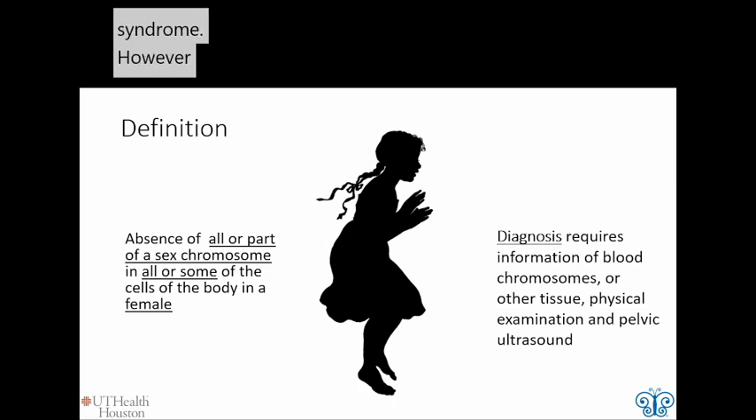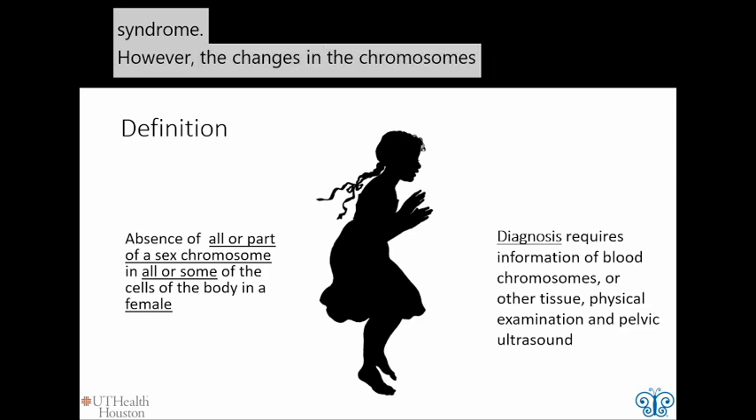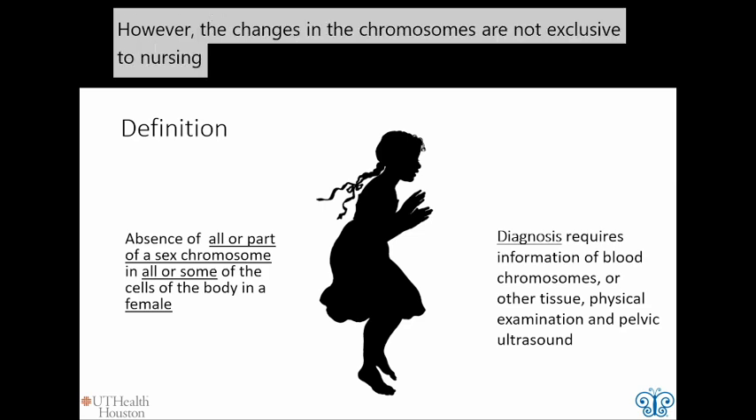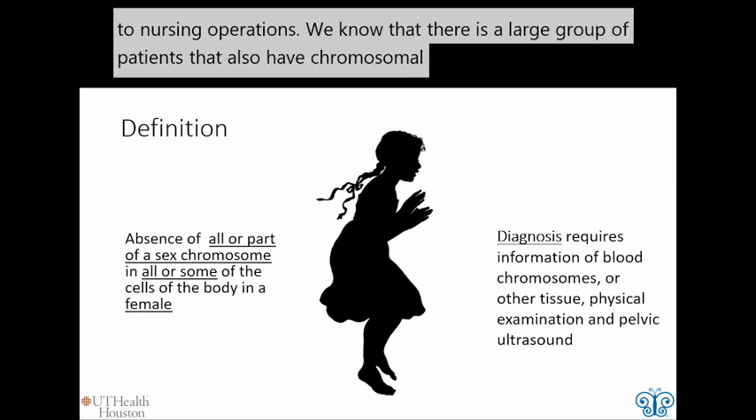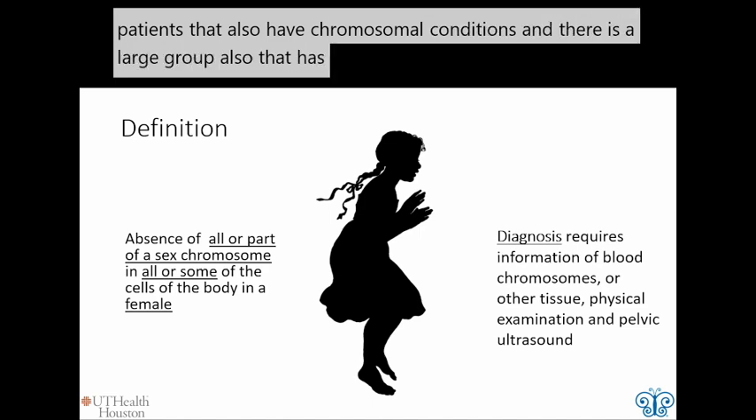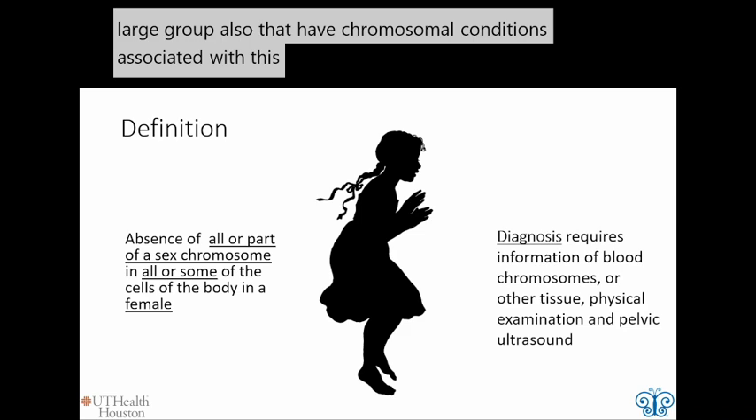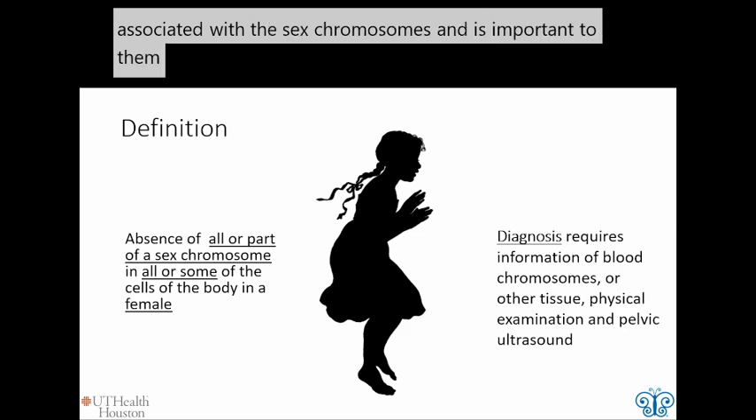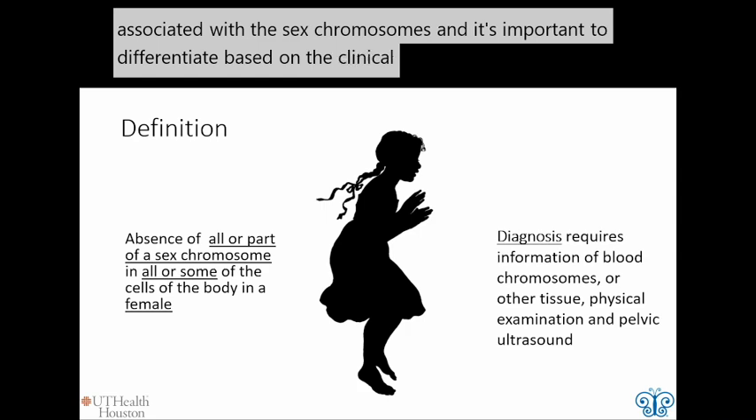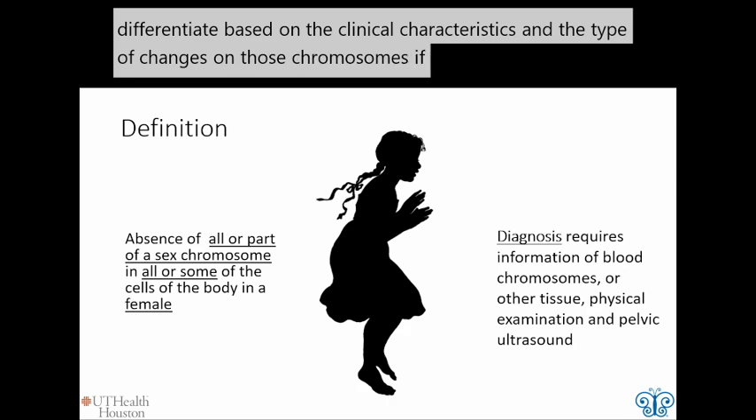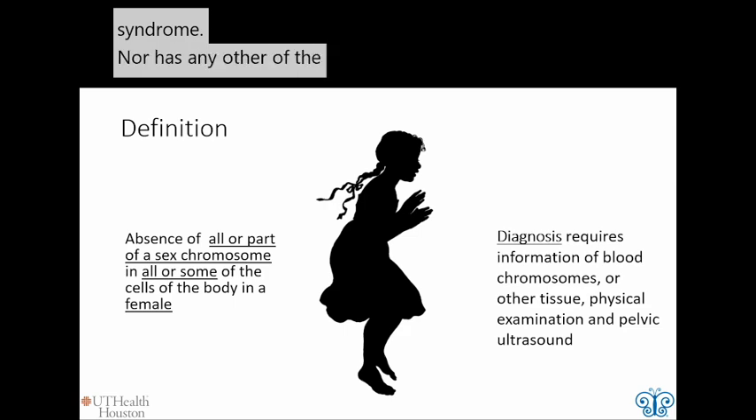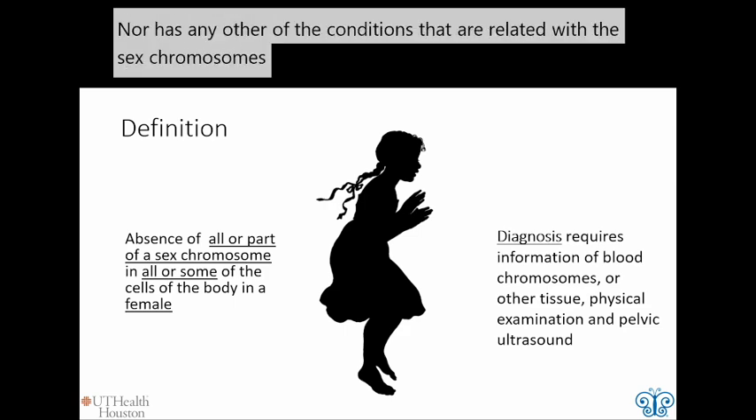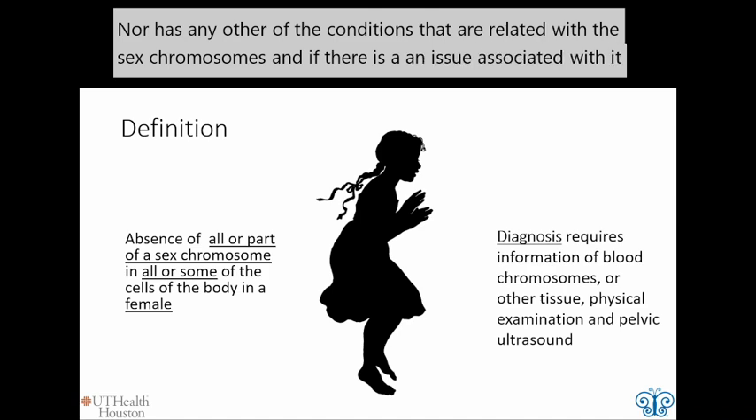However, the changes in the chromosomes are not exclusive to Turner syndrome patients. We know that there is a large group of patients that have chromosomal conditions, and a large group that have chromosomal conditions associated with the sex chromosomes. It's important to differentiate, based on the clinical characteristics and the type of changes on those chromosomes, whether that person has Turner syndrome or any of the other conditions related to the sex chromosomes, and whether there is an issue associated with the sexual differentiation of that person.